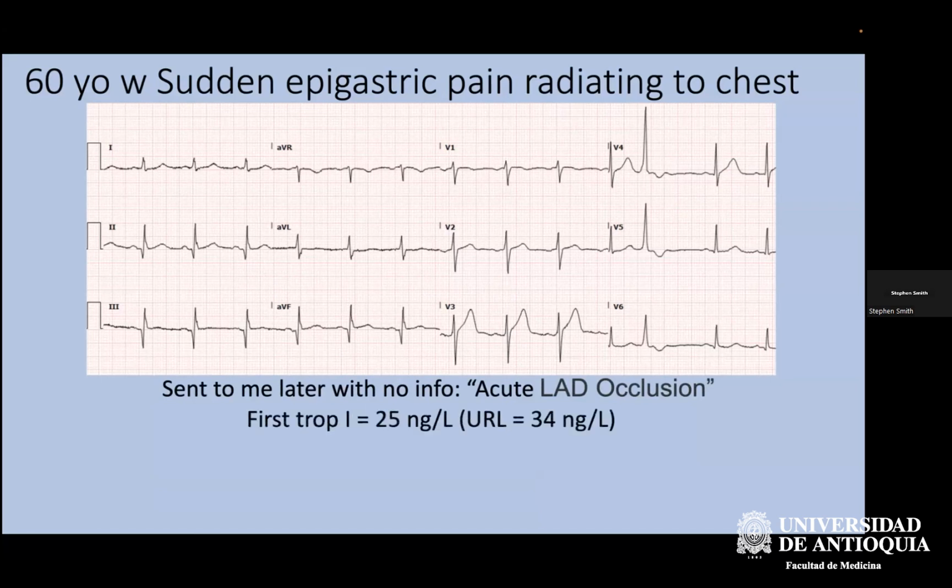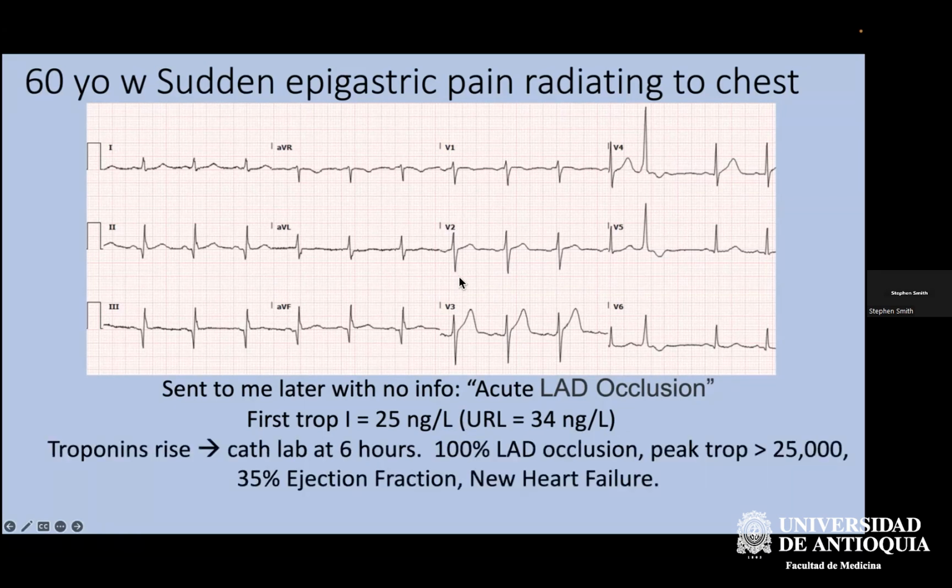The first troponin I came back negative, which is very common in acute coronary occlusion. In fact, at least 25% of acute coronary occlusions have a negative initial troponin. And they did not see this, so they did not activate the cath lab. The troponins rose, and the patient went to the cath lab at 6 hours. There was 100% LAD occlusion. The peak troponin was greater than 25,000, and the patient ended up with an ejection fraction of 35% and new heart failure. What was the diagnosis?